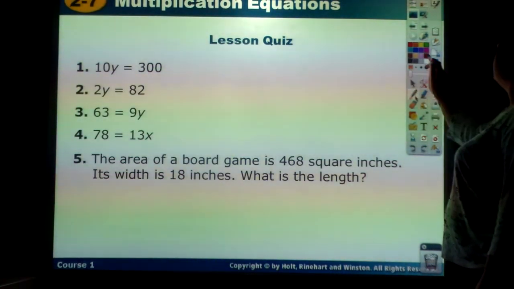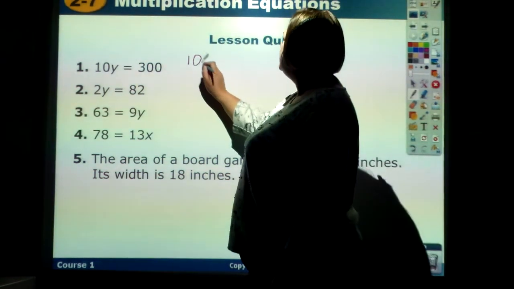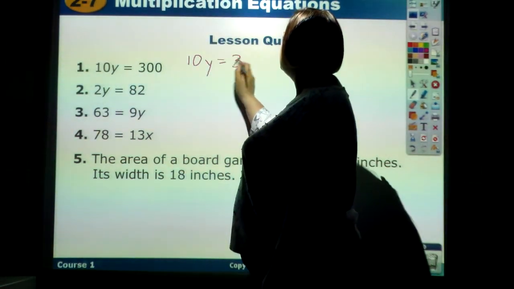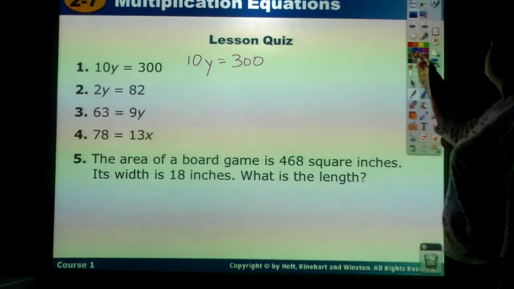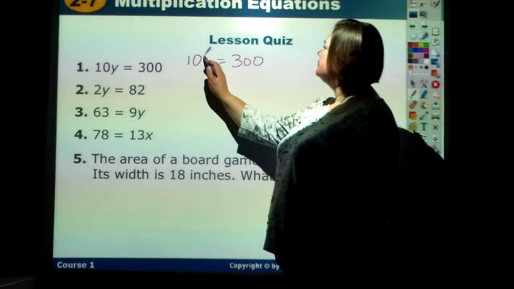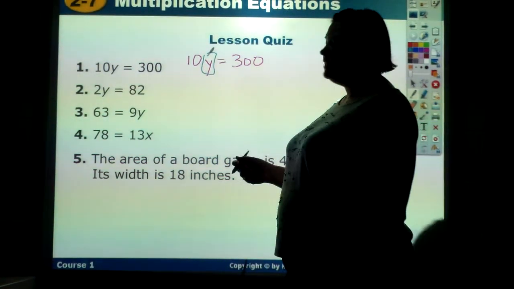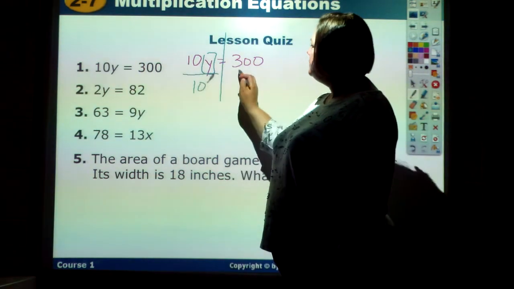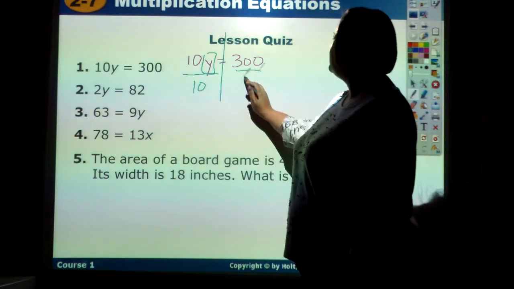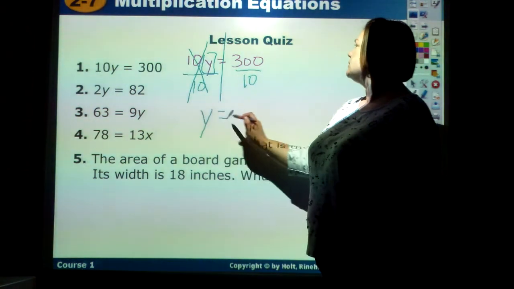Okay, let's take a look at some more problems. We have 10y equals 300. First, I need to isolate the variable, which is y. 10 with the letter smushed up next to it means multiplication. So I'm going to do the opposite, divide by 10. Whatever I do over here, I have to do over here. Otherwise, my equation is not balanced.